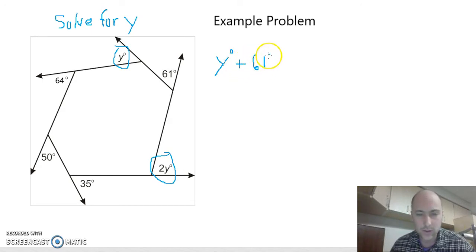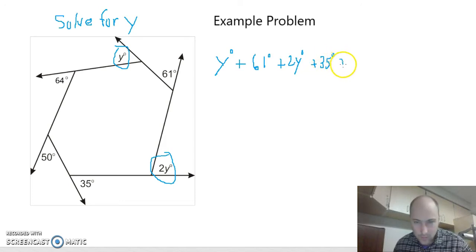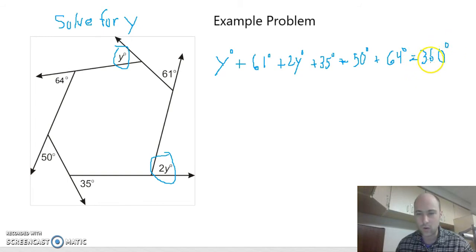So y degrees plus 61 degrees plus 2y degrees plus 35 degrees. Sorry, I'm not the fastest at drawing in Paint here, but I'm getting better. Plus 50 degrees plus 64 degrees. And we know that that is definitely 100% going to equal 360 degrees. That is our Polygon Exterior Angles Theorem. It says no matter how many sides we have, those exterior angles will always add to 360 degrees.